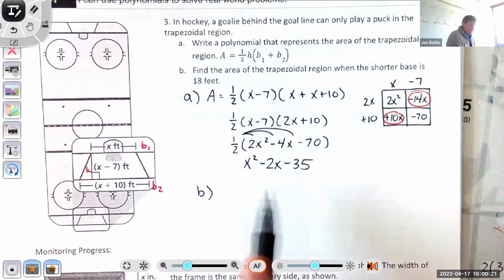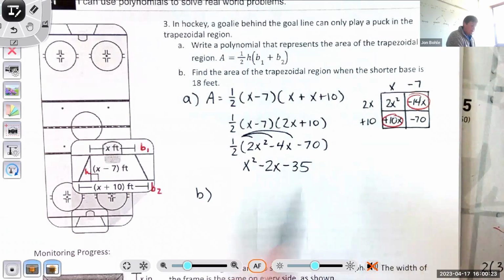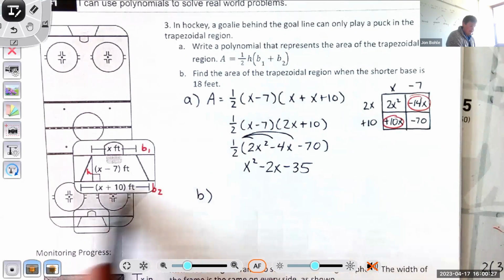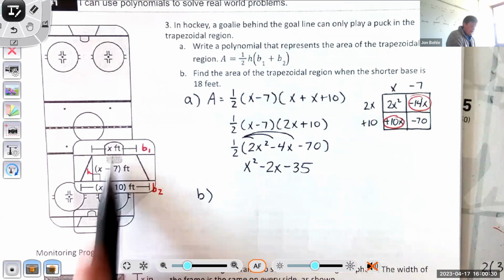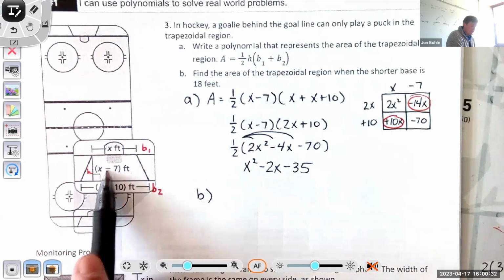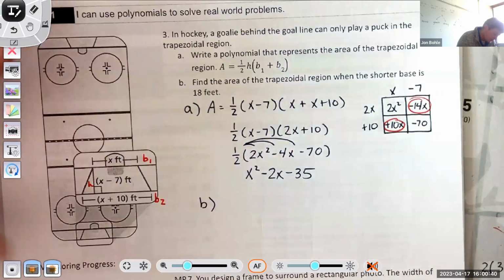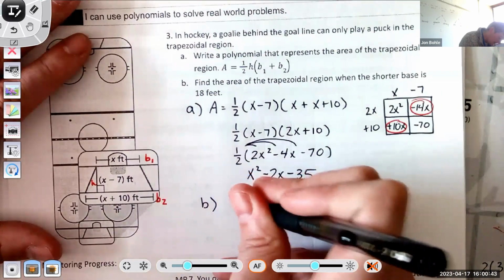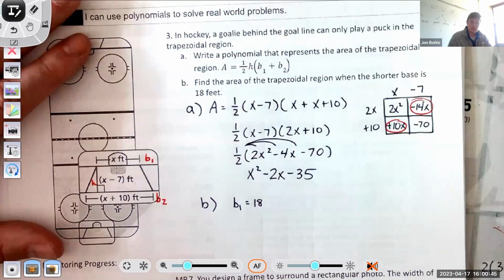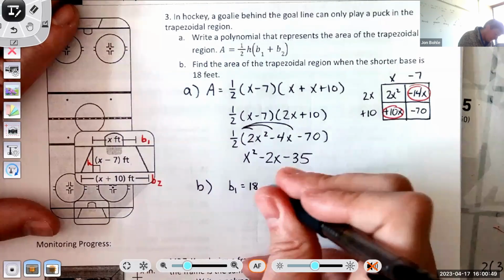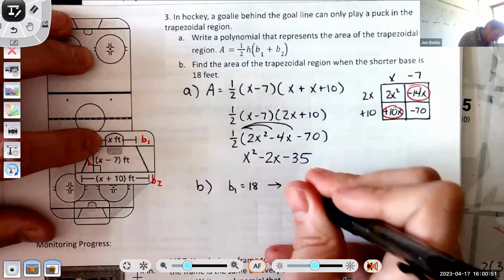So this represents the area of this region here. Base 2 is 10 feet longer than base 1, and the height is 7 feet shorter than base 1. So find the area of the trapezoidal region when the shorter base is 18. So in this situation, this means base 1 is equal to 18, which means this expression x is equal to 18.